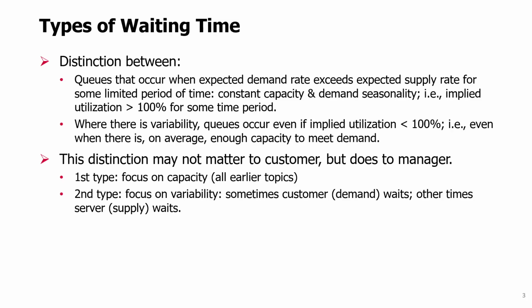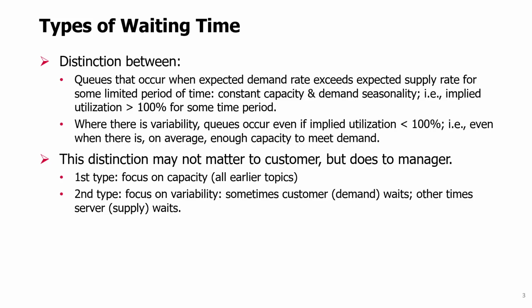Why are there waiting lines? When we consider problems with waiting time, we have to first define a certain distinction. Waiting lines or queues may occur when expected demand rate exceeds expected supply rate for some limited period of time. This happens, for example, when you have constant capacity and demand has some seasonality. In this case, implied utilization is more than 100% for some time period.